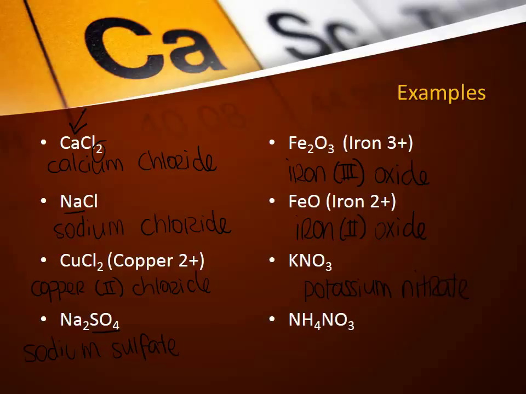Now down here, we don't actually have any metals. But you will notice, though, that on your common ion sheet, this is all one ion, and this is another ion. This ends up being called ammonium nitrate.